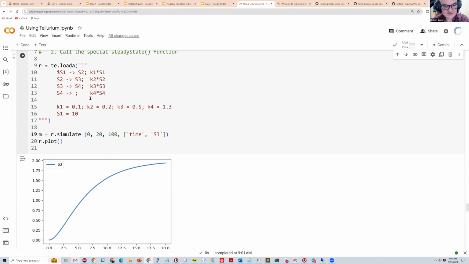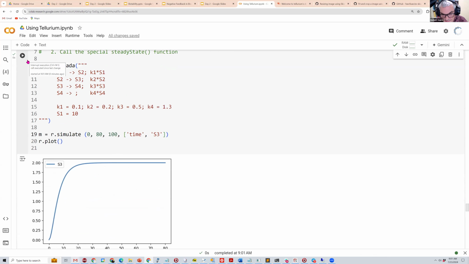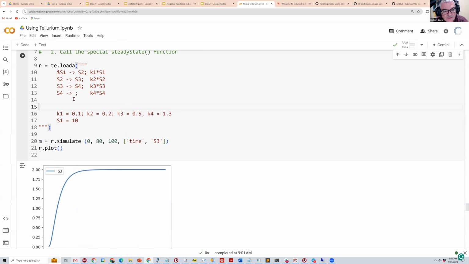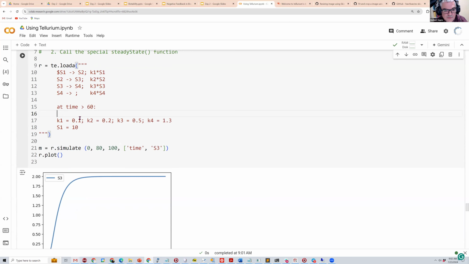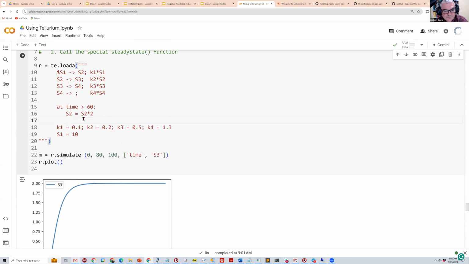And it seems to be reaching some kind of steady state. Let's push it on a bit further. 40. Okay, that's good. Actually, no, let's go to 80. Now, I want to know if this state is stable. It looks stable, right? One way to check if it's stable is to make a perturbation to it. So if I were to change it, we could then observe to see what happens to it, all right? So let's do that. Let's add an event at time greater than 60. I'll go S2 equals S2 times 2. So I'm going to double.